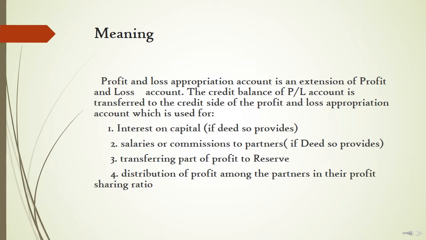Appropriation of profit is made up to the amount available for distribution. Thus, if after transfer of net loss and credit of interest charged on drawings to Profit and Loss Appropriation account, the balance is loss, appropriation is not made. But if it results in profit, appropriation is made up to the amount of profit.